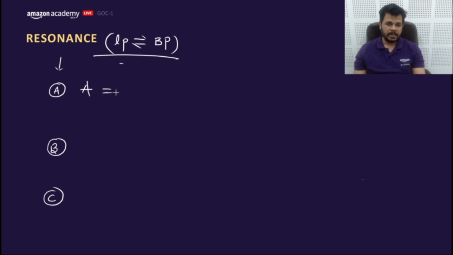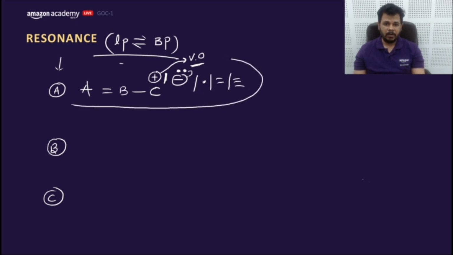One condition is A double bond B. If you find A double bond B and the C position has a positive charge, the positive charge should mean a vacant orbital, otherwise there would not be resonance. Or a negative charge, which means lone pair only. Lastly, a free radical, double bond or triple bond. If you find any of these conditions, it can show resonance.